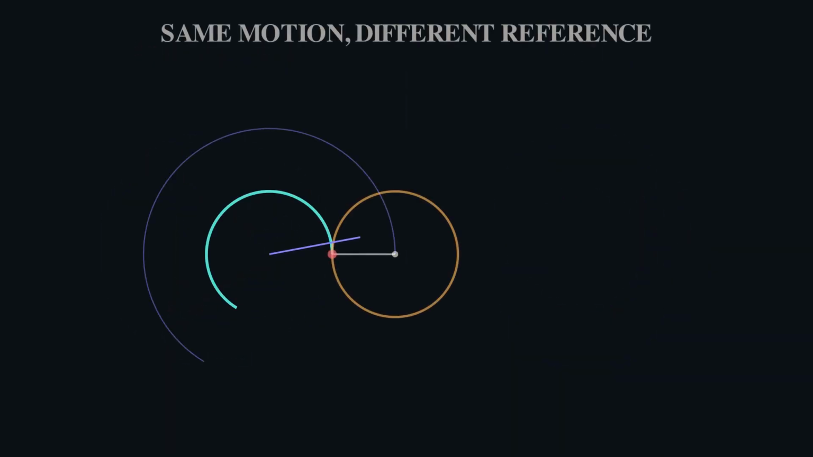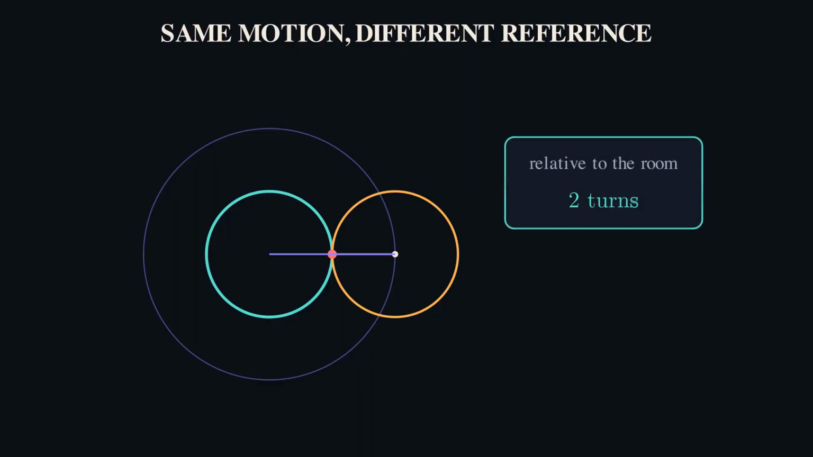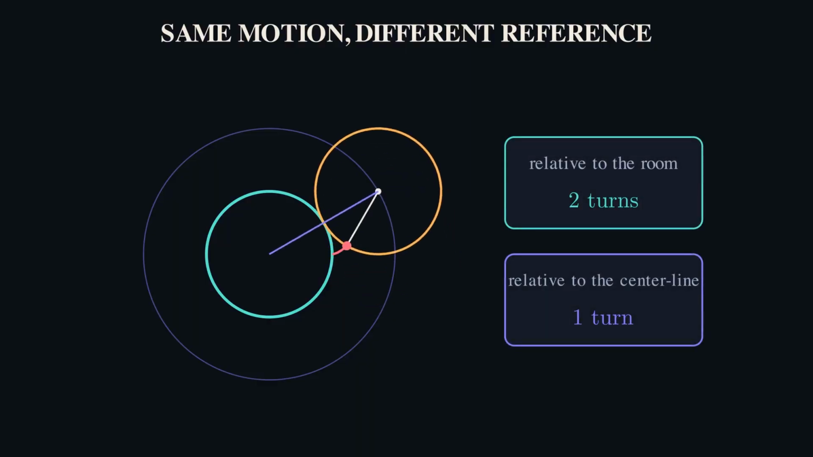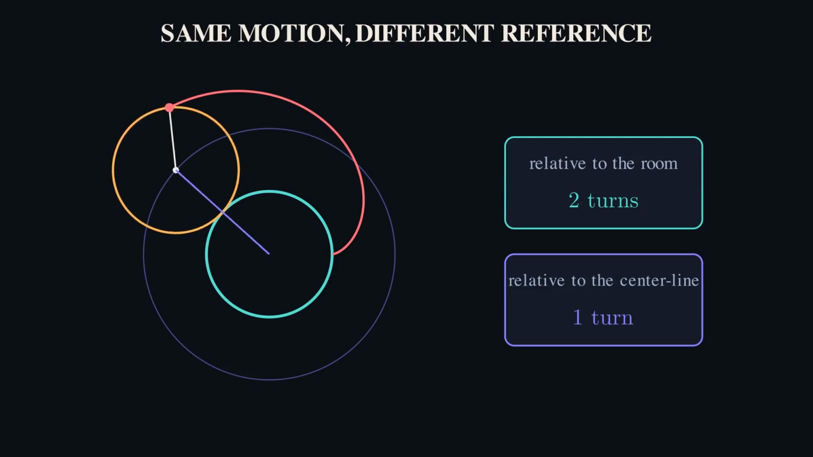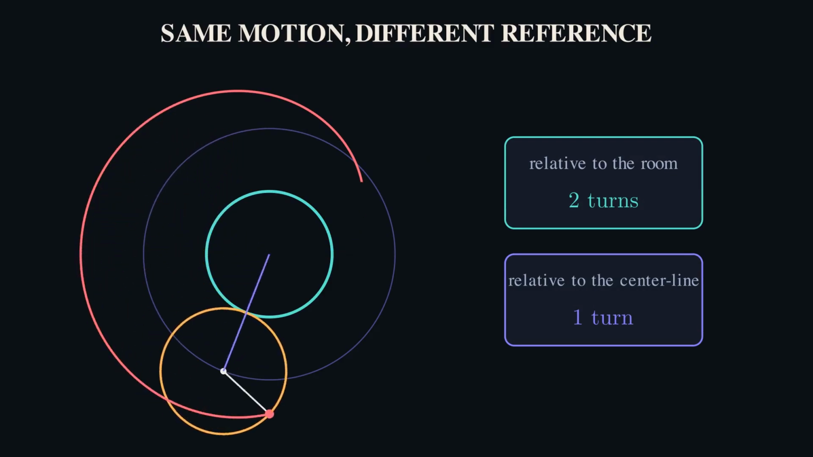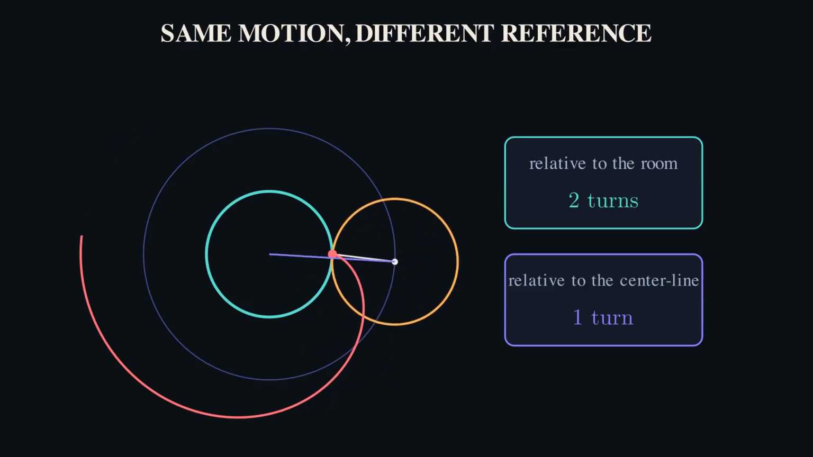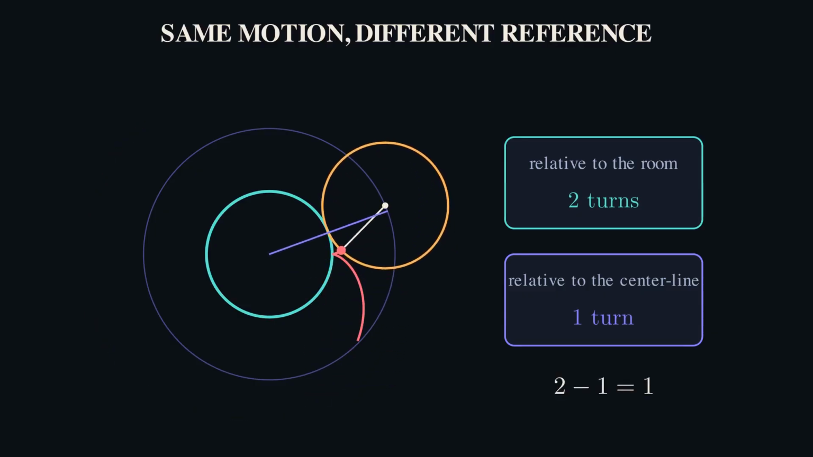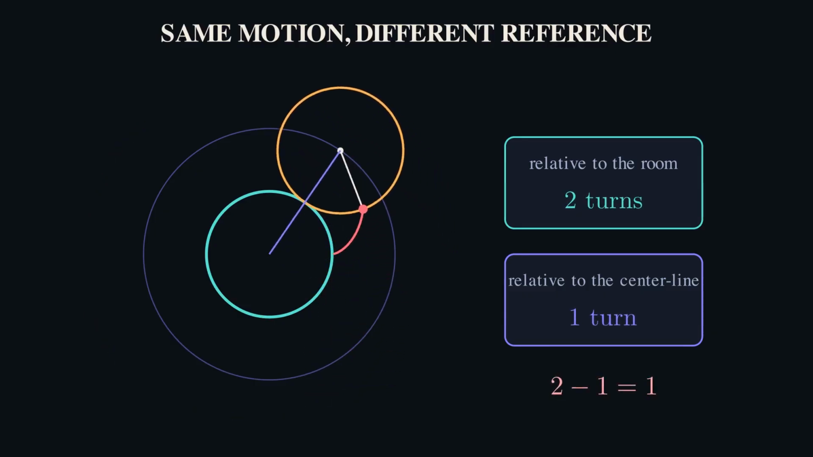One caveat that matters: we're counting orientation relative to the room. Count turns relative to the rotating line between the centers, and you'll subtract that frame turn again. Same motion, different reference. So, can we identify the 2 turns on the original coin without any counters at all?